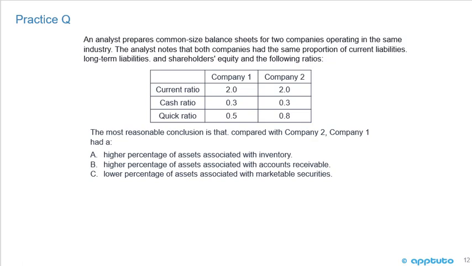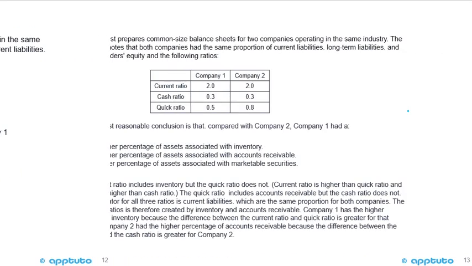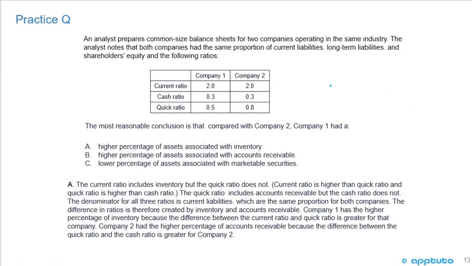The most reasonable conclusion is that compared with Company 2, Company 1 had A, a higher percentage of assets associated with inventory, B, a higher percentage of assets associated with accounts receivable, or C, a lower percentage of assets associated with marketable securities. Okay, I like this question because it makes you think a little bit.